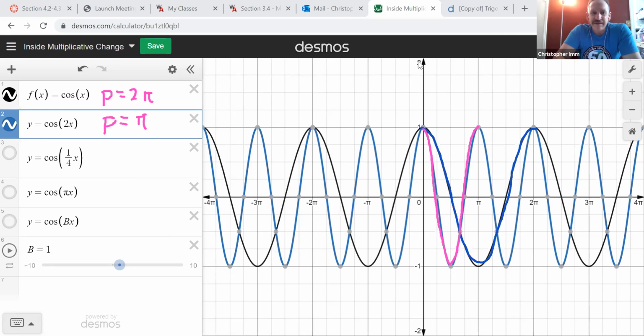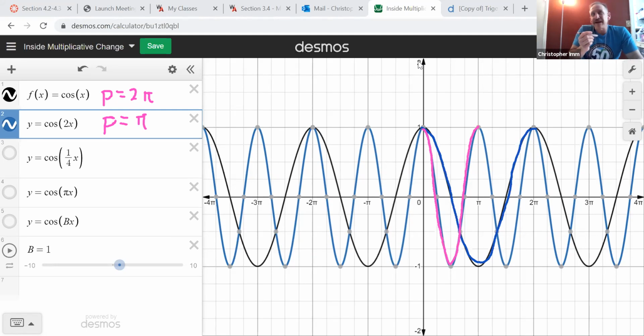Let's look at another one here. So now I'm going to go ahead and multiply it by 1/4. So Ching, do you have intuition on what you think is going to happen if I multiply it by an inside factor of 1/4 there? It's gonna compress that. Okay, so will it compress it?